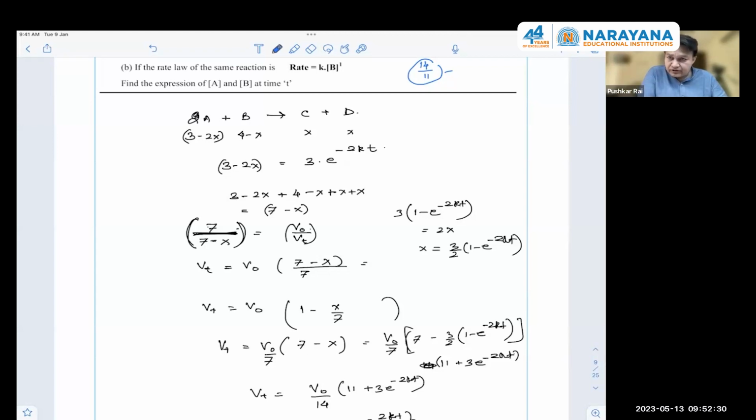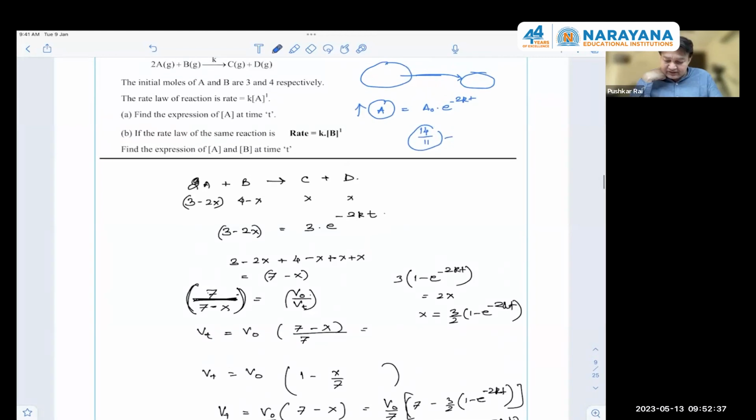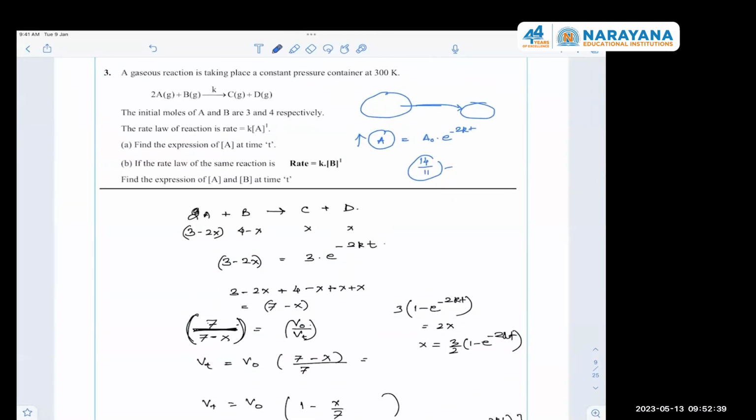Understood, Ved Prakash, Avinash, and everyone? Yes, sir. What this problem is all about, you understand? Yes. Can you tell once again the significance of that 14 by 11?